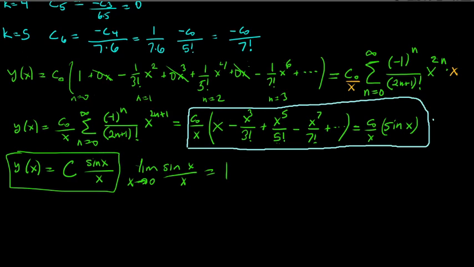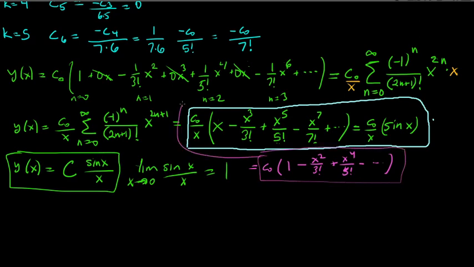If you expand this out, and maybe I should do that, what you really get is c0 times 1, right, minus x squared over 3 factorial plus x to the 4th over 5 factorial, and so on. So at no time do you have x in the denominator over here, right? That was the original series that I had.